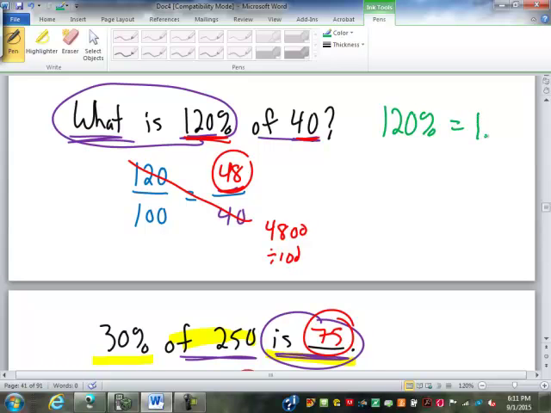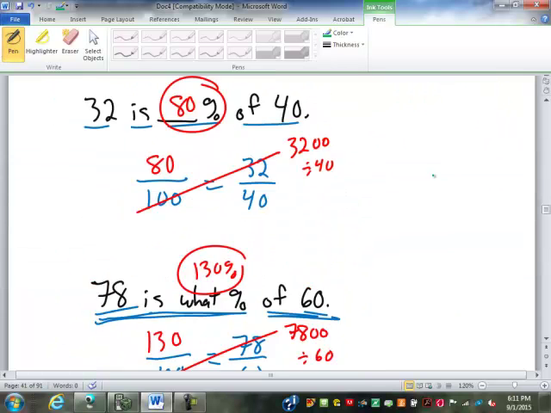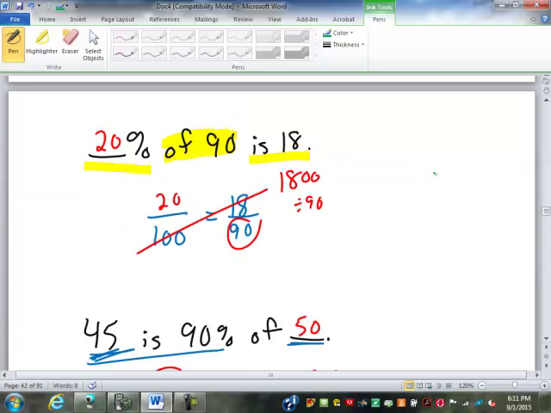Moving the decimal 2 spots, 1.2. So we would take 40 times 1.2 is 48. Again, the same answer, and it seems a little bit simpler. But the reason why I don't use that method so much is when we get down to problems like this one.